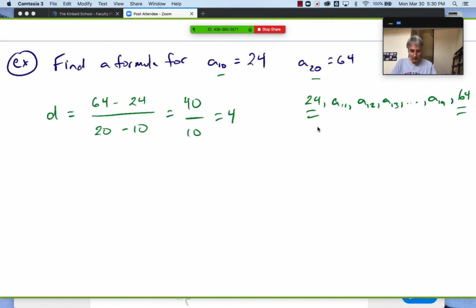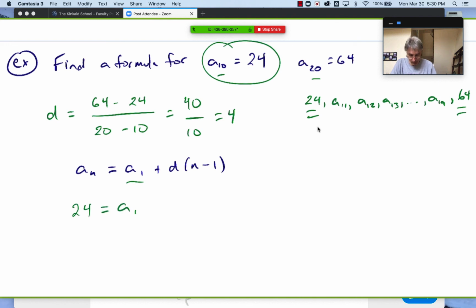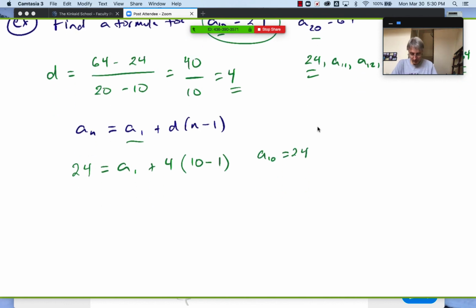To write the equation of the sequence, though, I still need the first term. And so I can find that by just plugging in either one of these. And so I'll say 24 equals a sub 1, which I don't know, plus 4, which we just discovered, times 10 minus 1, because I'm now using a sub 10 equals 24. And so I can simplify that. 24 equals a sub 1 plus 36. And so negative 12 equals a sub 1. And so putting all of that together, I get that the nth term is negative 12 plus 4 times n minus 1.